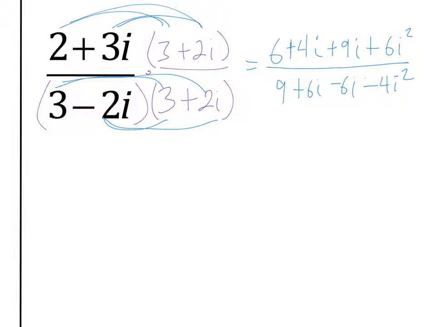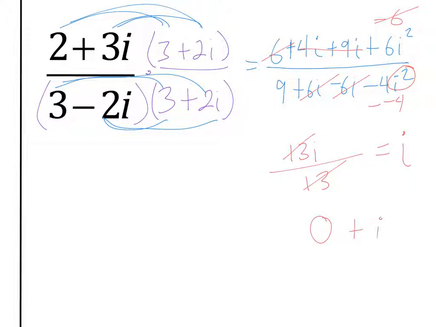Cool. Plus 4i plus 9i is 13i on top. 6i squared is the same as minus 6. Those actually cancel out. That's kind of cool. On the bottom, my 6i's cancel out, and I've got 9 minus 4i squared. 4i squared is going to be minus negative 4. 9 plus 4 is 13. This actually comes out to just i as the answer. How cool is that? In standard complex number form, this could be written as 0 plus i. But I'm okay if you just leave i as the answer.